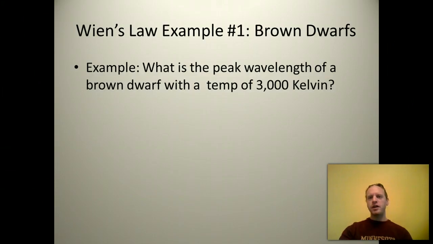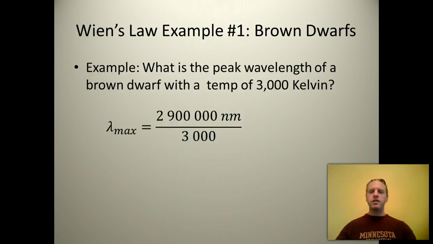So let's figure out the exact peak wavelength that a brown dwarf would emit. Now, we have a clue here. It's called a brown dwarf. So hopefully our answer will fall somewhere in maybe the reddish or deep reddish part of the spectrum, but we'll find out here. So first of all, we're going to plug it into this equation. We're going to take the 3,000 Kelvin, again, the temperature expressed in Kelvin, and we're just going to put it on the bottom of this fraction, 2,900,000 divided by 3,000. Now, this is ultra simple. Just plug it into a calculator. The answer you get is 967.